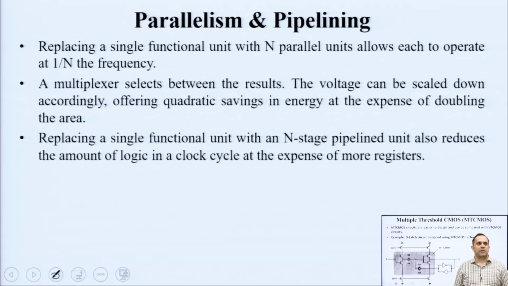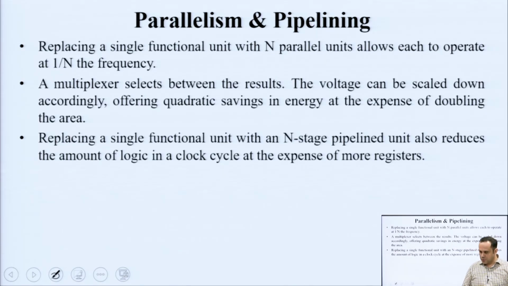In addition to these, there are two more approaches. These are known as parallelism and pipelining. Pipelining in one form or the other we have already seen in sequential circuit design. Another way is parallelism. Parallel CMOS design is where you have a single functional unit, but you divide it into n parallel units, so that each can operate at 1 by n of the overall frequency. This is known as the parallelism technique.